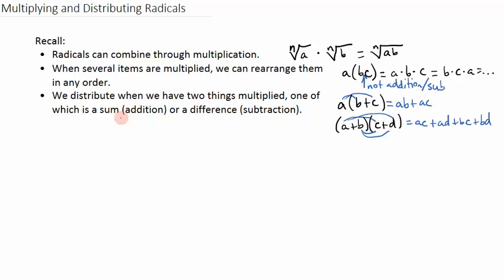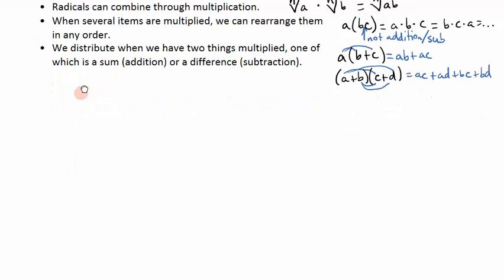So those are the things I want to remind you of before we get into multiplying and distributing radicals. The big thing here is understanding the difference between when you distribute and when you don't distribute. If it's all multiplication, you don't distribute. You just multiply in whatever order you want. If you have multiplication next to things added like this, if you're multiplying by a sum, you distribute. Okay, so let's see some examples now.